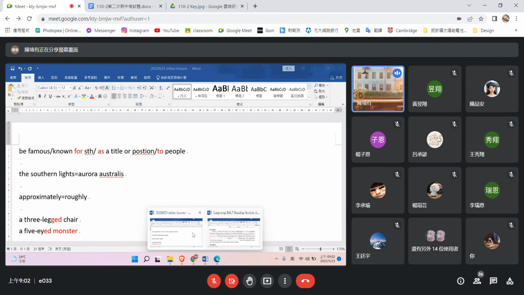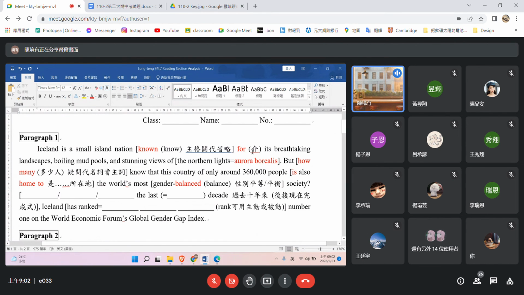So the same idea. We're talking about the country being gender-balanced. That means this country, this society has a balanced gender. The gender is balanced. All right, and it's the world's most. So it's got to be something that this country is so proud of.